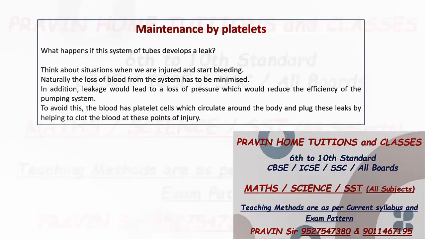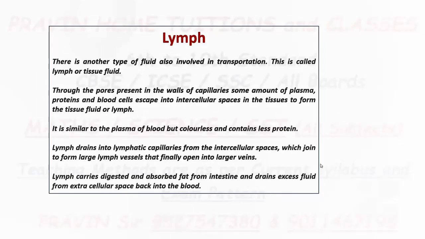So, in other words, the maintenance of this blood circulatory system of arteries and veins is done by platelet cells, and they are part of blood itself. Now, lymph is another type of fluid which helps in transportation. This is called tissue fluid.